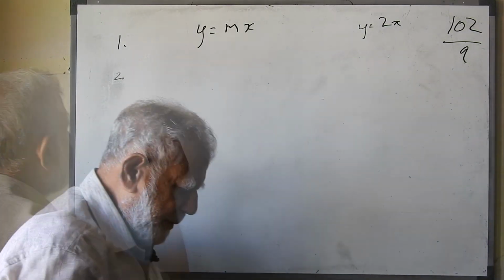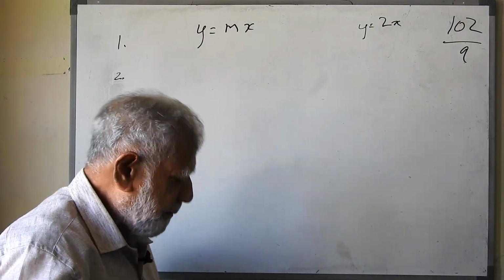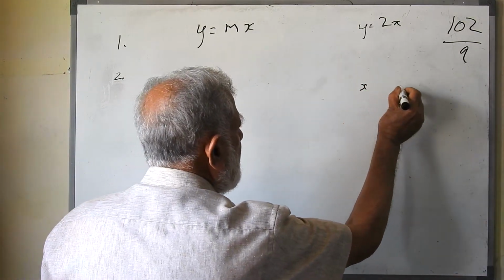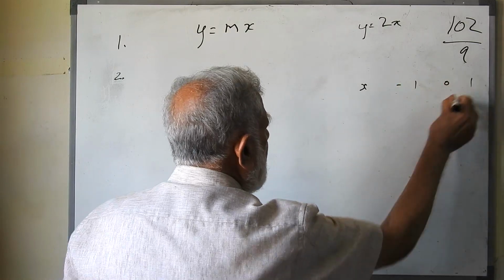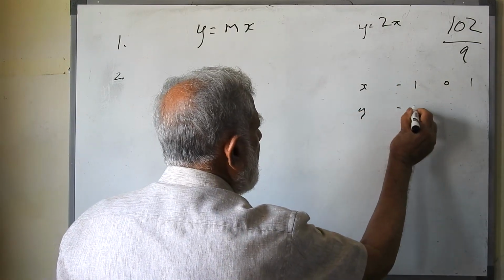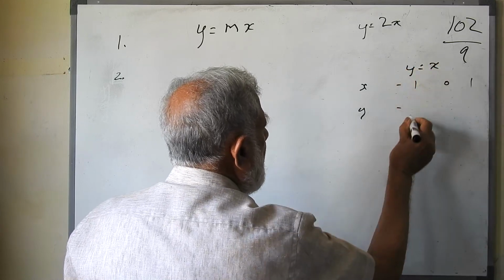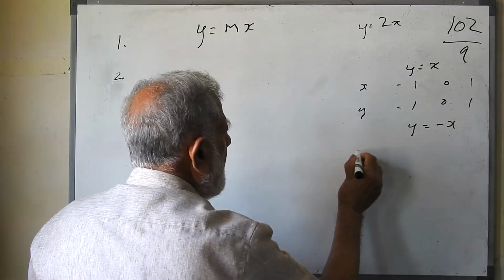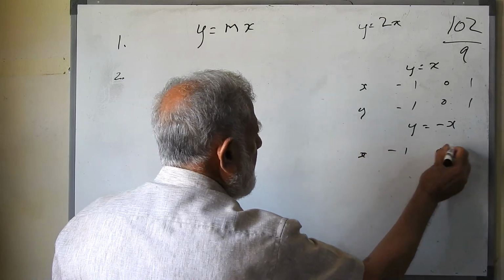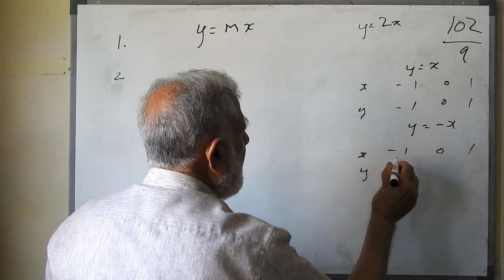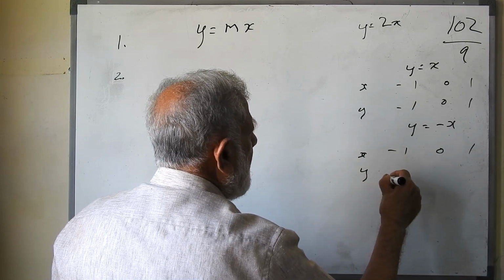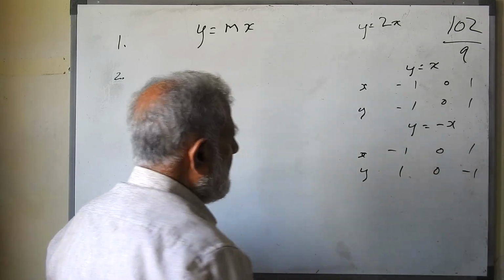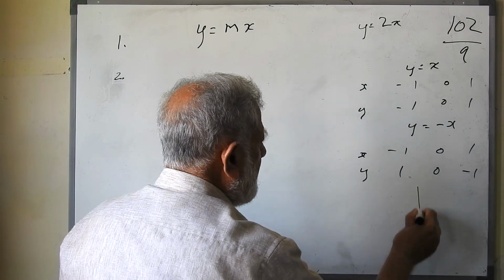Secondly, if we draw a graph of y is equal to minus x, we draw a table. We put x equal to minus 1, 0, 1. For y is equal to x, the values are minus 1, 0, 1. Then y is equal to minus x will be 1, 0 and minus 1, since minus and minus make plus. So if we draw the graph like this, there will be two graphs.